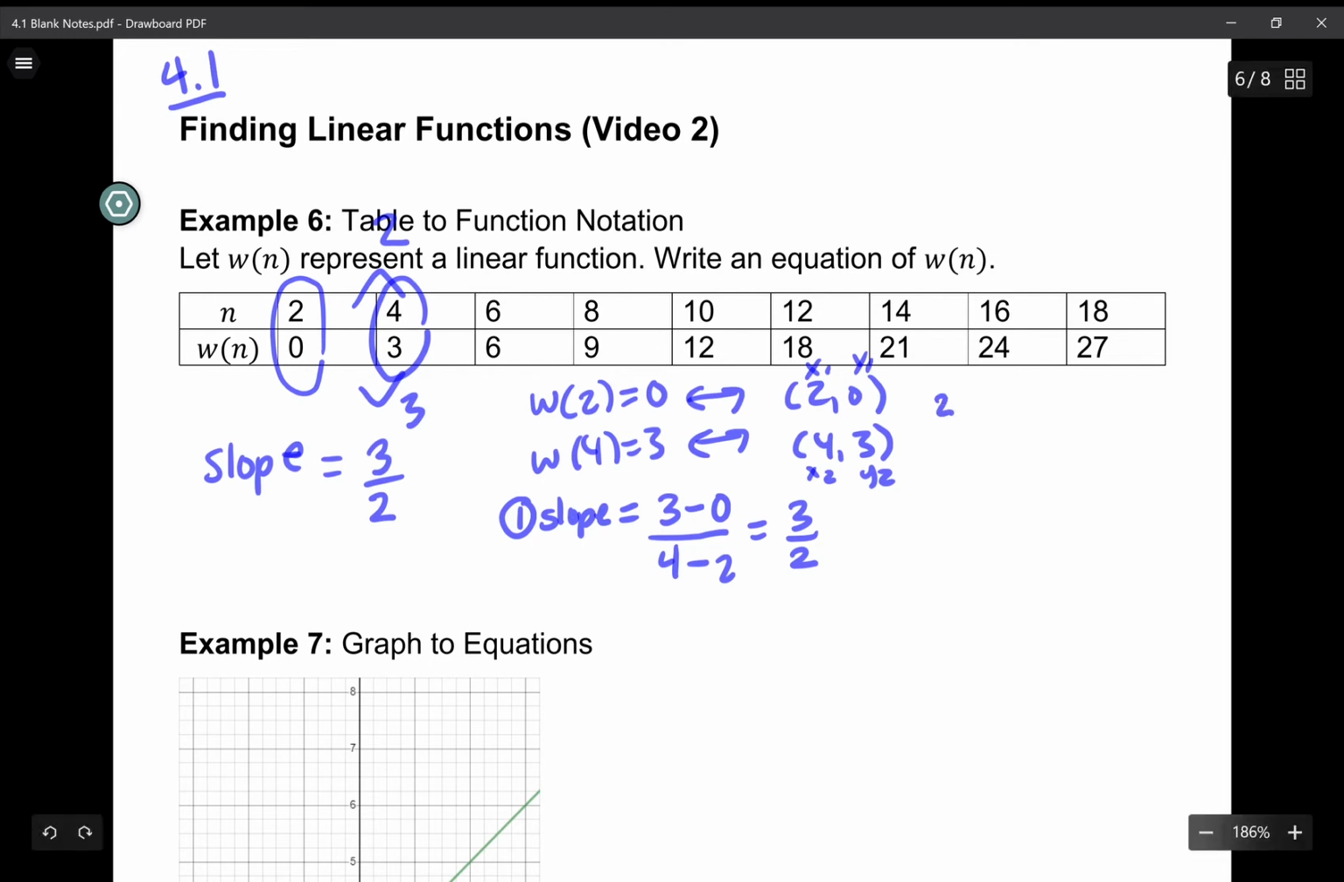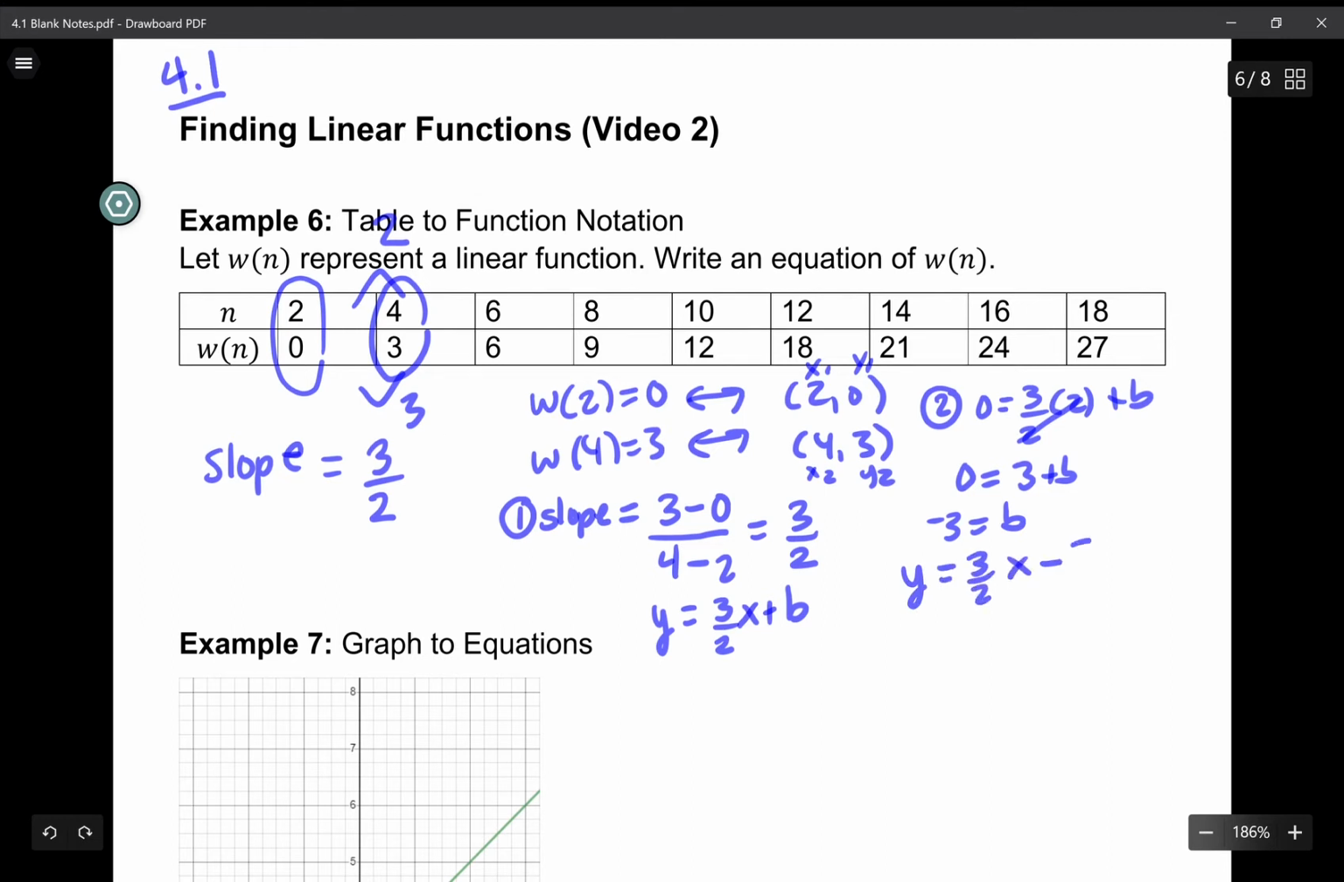And the second thing we need to do is find our y-intercept. So y equals 3/2 x plus b. Let's plug in to find our y-intercept. We can plug in the first point. So 0 equals 3/2 of 2 for x plus b. 0 equals 3/2 of 2 is 3 plus b. So that means negative 3 equals b. So y equals 3/2 x minus 3.